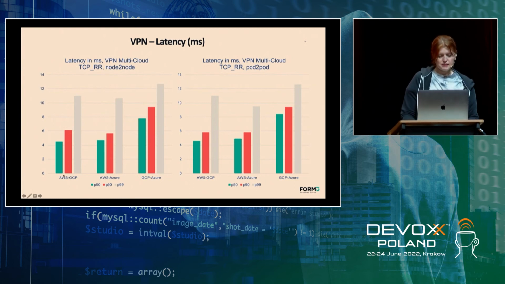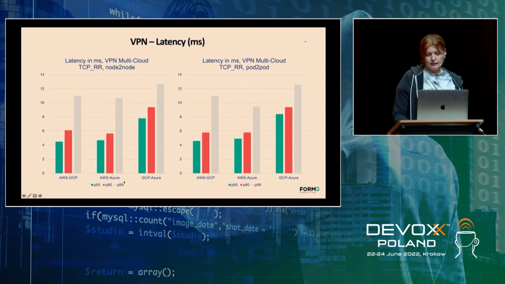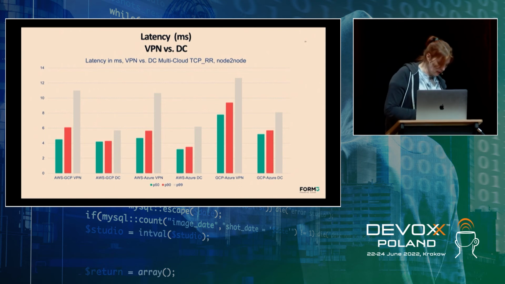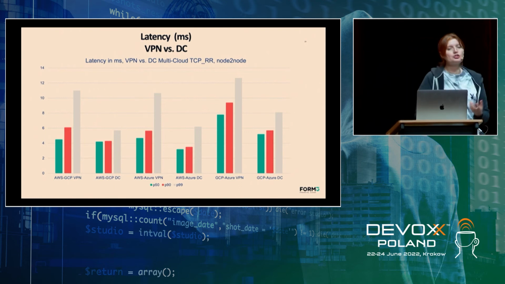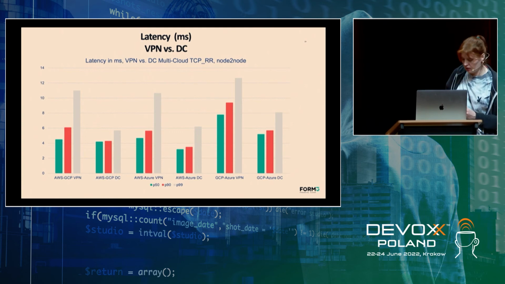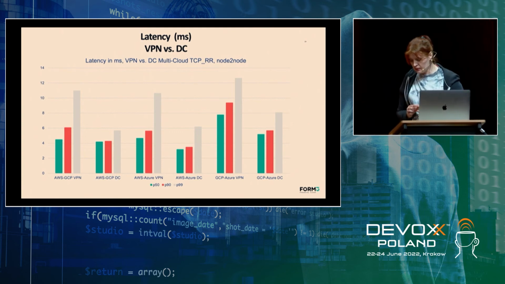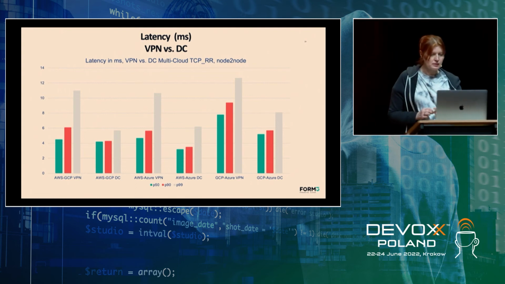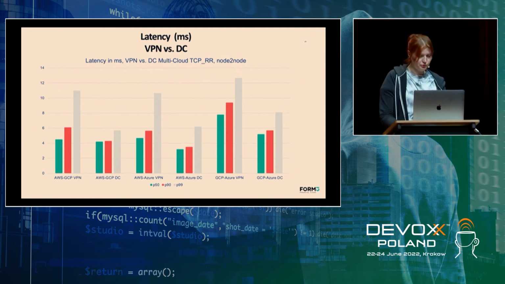Here you see the results separately for AWS for each pair of clouds. Node-to-node and pod-to-pod look more or less the same, so there was not much difference introduced by Kubernetes networking. That was done with cloud-specific CNIs, so they are pretty performant.